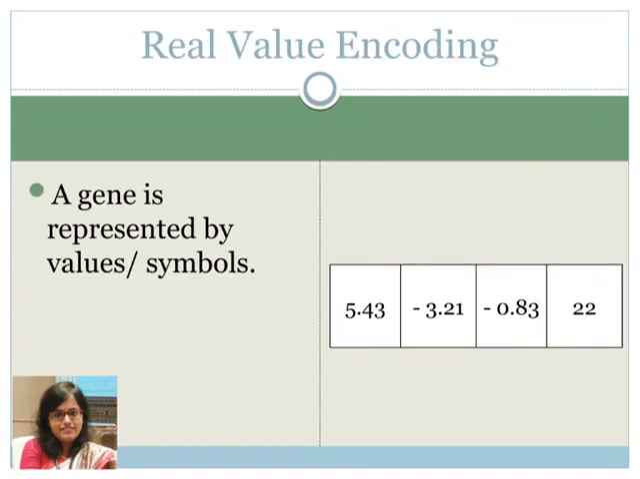Okay, next type of encoding technique is the real value encoding. Here a gene is represented by values or symbols. Here you can see that both positive and negative numbers can be used, and whatever their exact value, by that you are going to represent it.